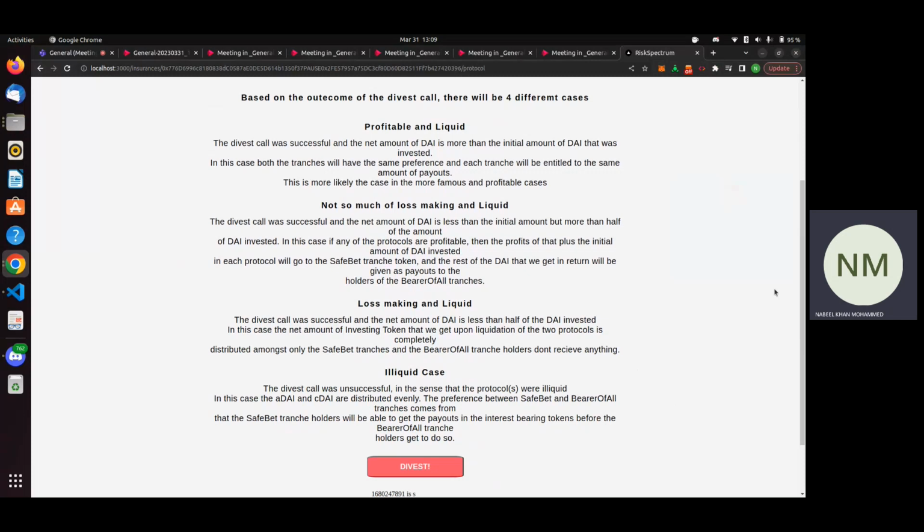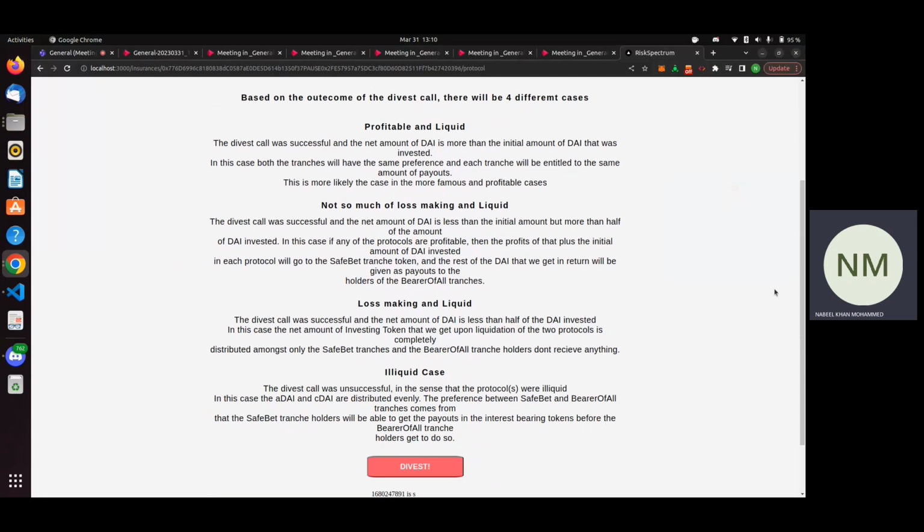In the second case is where things are a little different. The amount of DAI I have gotten successfully, but the amount of DAI that I received was more than half of the DAI that I invested, but less than the original amount that I invested. In this case, if either Aave and Compound are profitable, then the profits plus half the amount of the total DAI that I invested would go to safe bets.